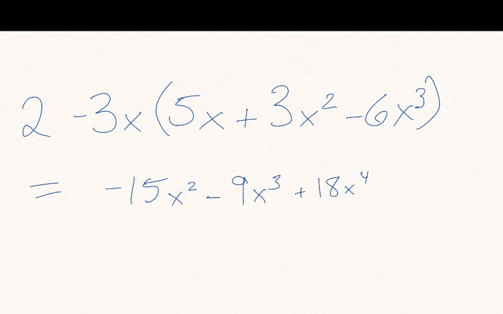Then minus this. So let me put it in a different color. So 2 times 5x would be 10x, right? And then what? Plus 6x squared. And then minus 12x cubed. And then minus this whole thing? Yeah.